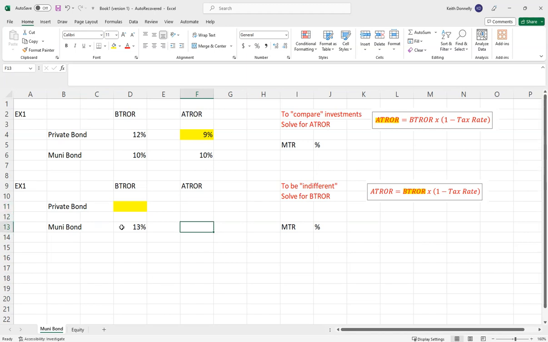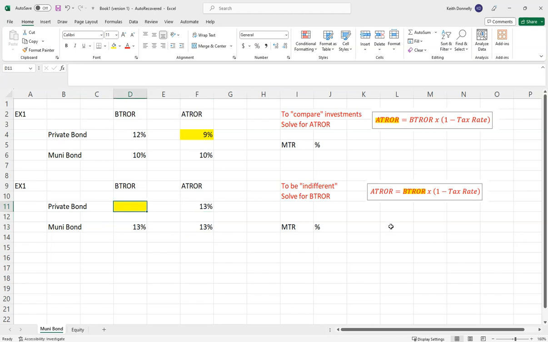Okay, so here's the starting point. First thing we know is the after-tax rate of return is 13%. The before and after are that for the muni. To be indifferent, this thing is going to have to equal 13. In other words, 13 equals 13. We're indifferent. We don't really care. Give us either one. So the question then becomes, we know these three, we've got to solve for that.